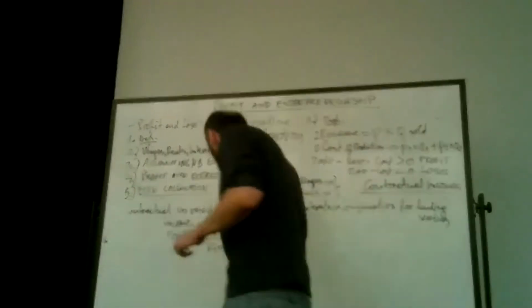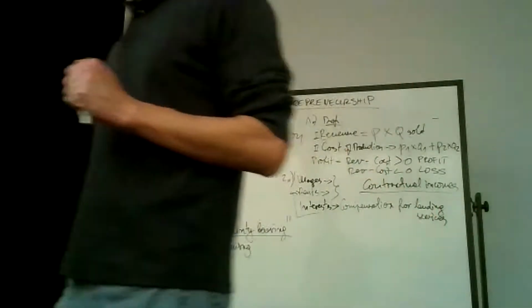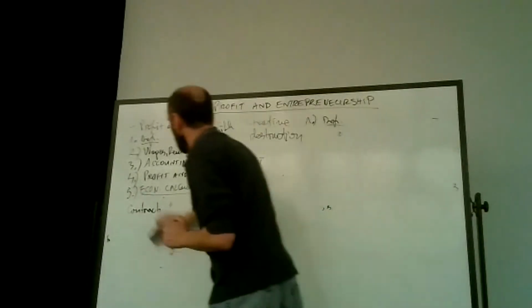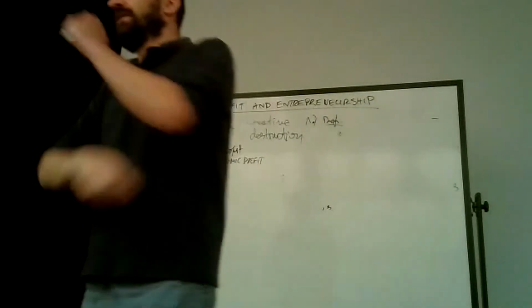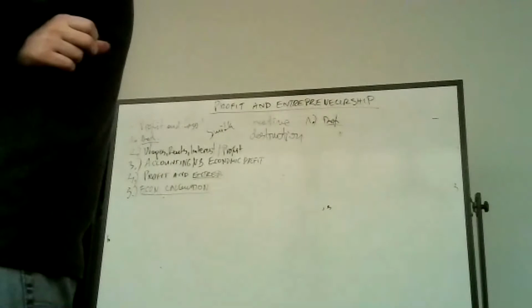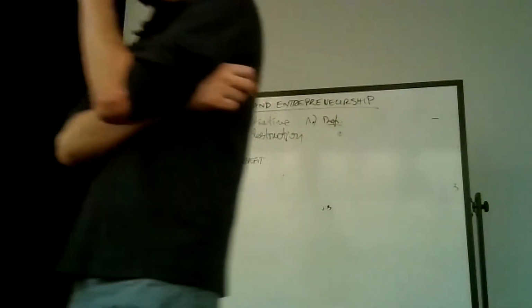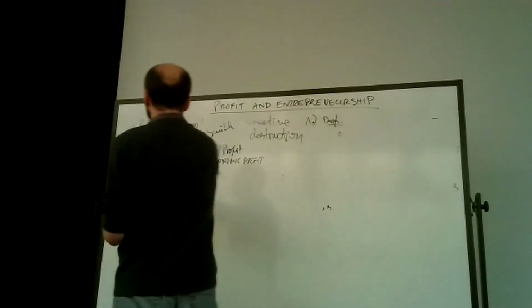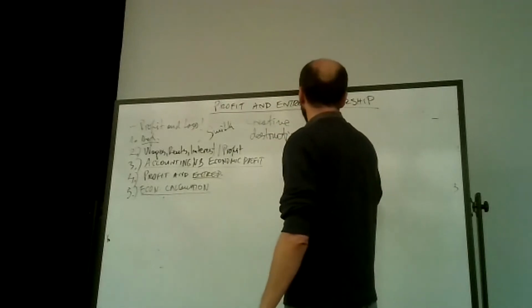Okay, so that's about risk-taking versus uncertainty, and profit as a compensation for uncertainty. Any questions to this point? Okay. But let's go to this thing, accounting versus economic profit.